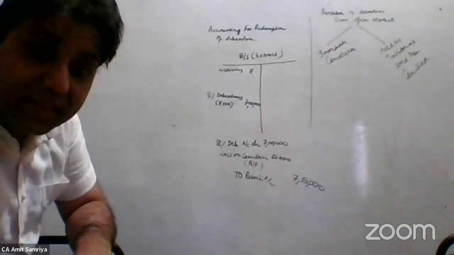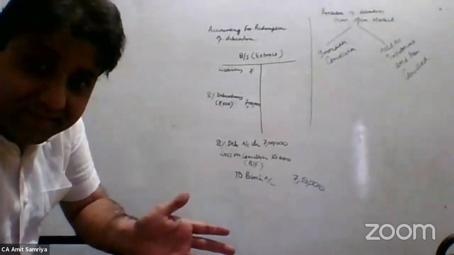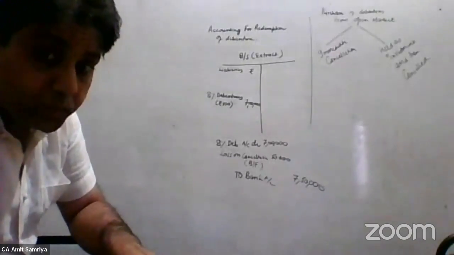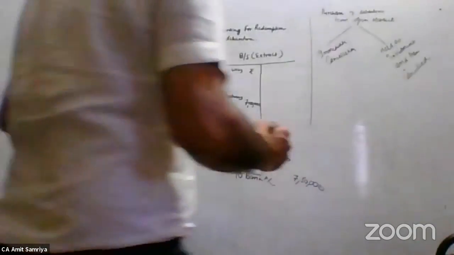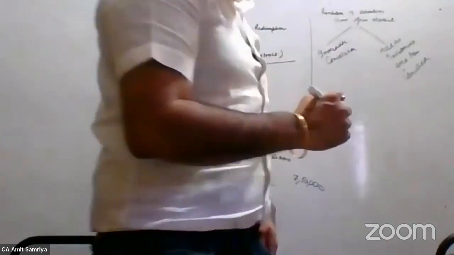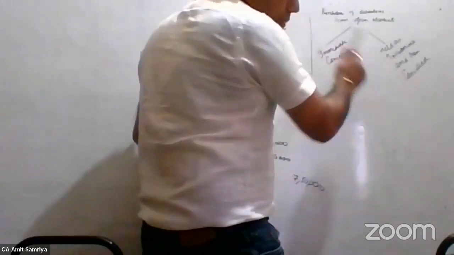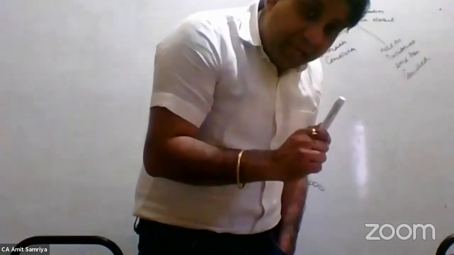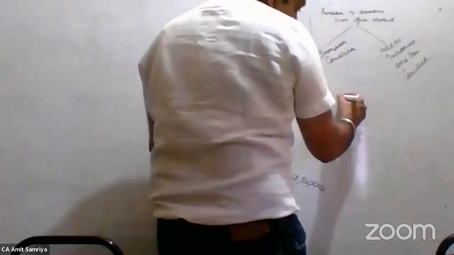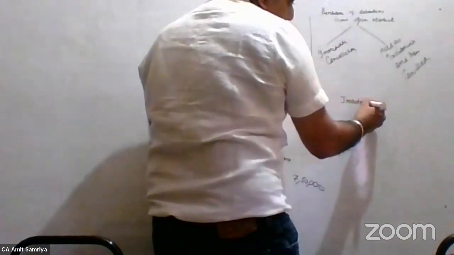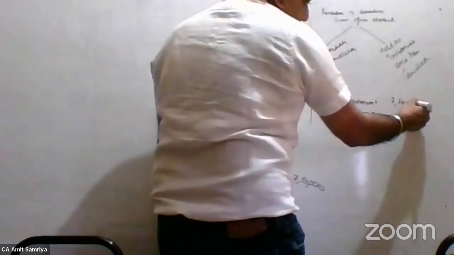Now, what is the accounting entry in this situation? Okay, so the company went to the open market and bought debentures of rupees 7 lakh at rupees 7 lakh 50,000. The entry will be passed: Investment account debit, to bank, 7 lakh 50,000.